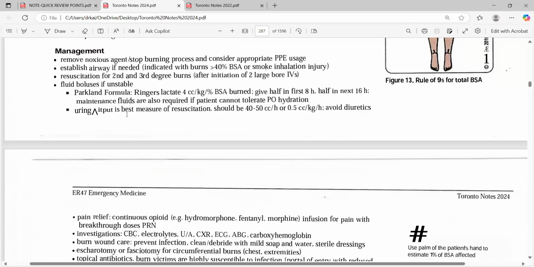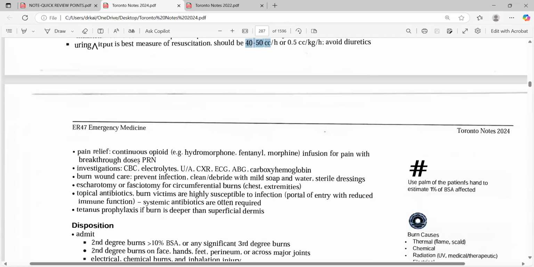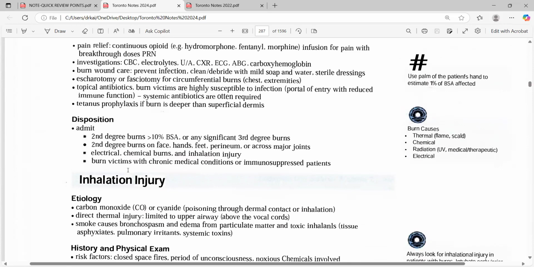Then the urinary output is the best measure of resuscitation, should be 40 to 50. Pain relief is important, giving opioids, and investigation CBC, burn wound care, prevent the infection, clean, debride, escharotomy and fasciotomy for the compartment syndrome. Then the topical antibiotics and tetanus prophylaxis, as we already discussed this one.